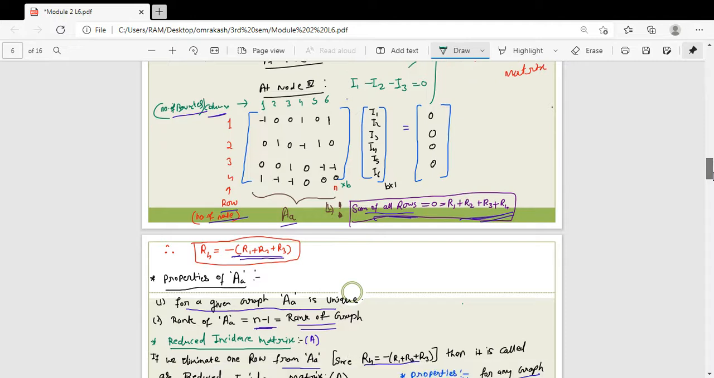Now you can also remove one row, that is the R4 row. You can remove the complete R4 row from this matrix.